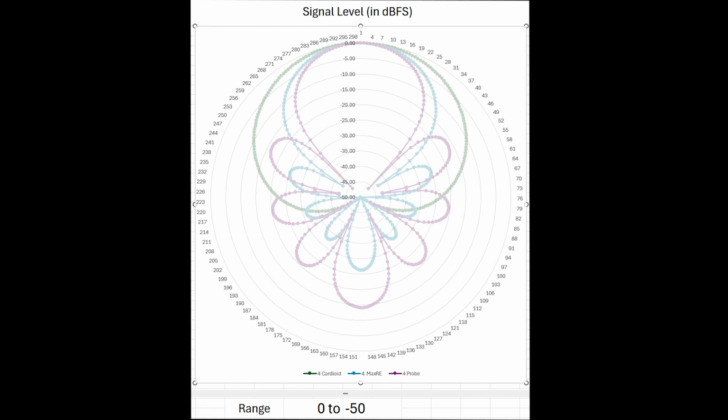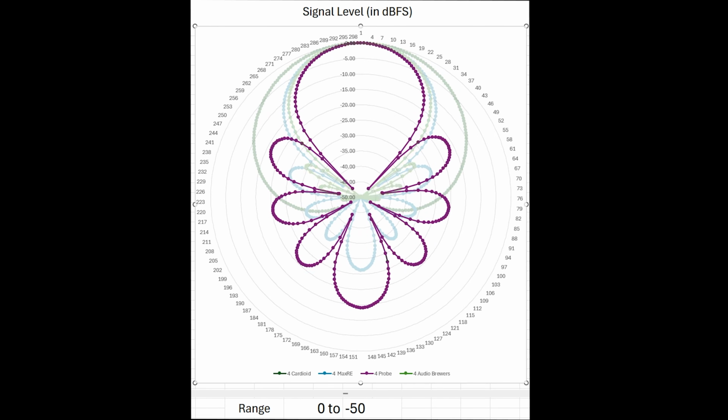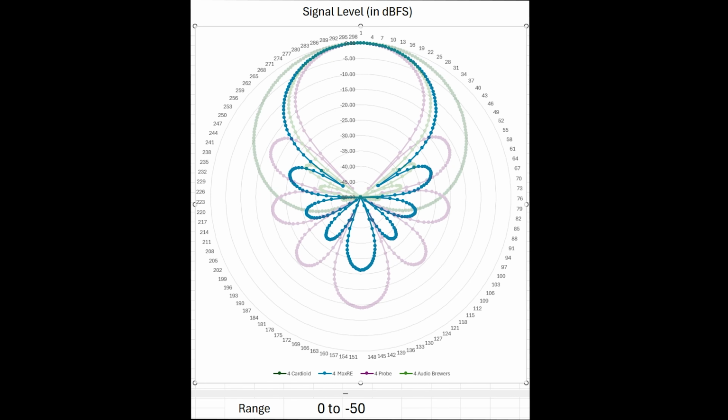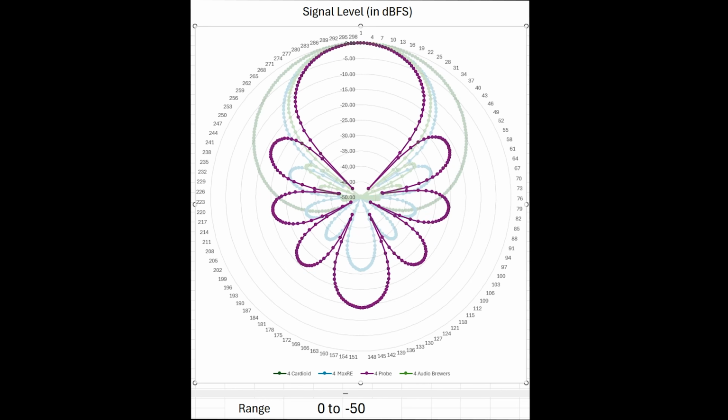Let's just explore Audio Brewers. This is the beam that Audio Brewers has to offer for fourth order. It's so much better because in comparison to probe, which doesn't reject almost anything in the sides, and max-re, which rejects more but is much wider, Audio Brewers is so much more narrow and is rejecting so much sound from the sides that it is really, really directional. Okay, really exciting. Let me just hide the probe and the max-re.